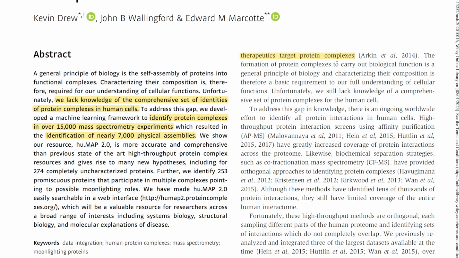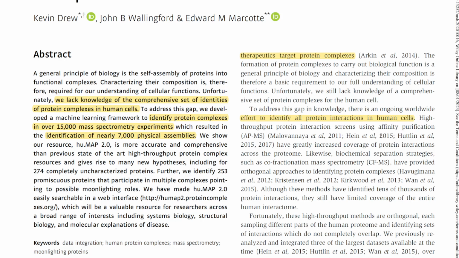The formation of protein complexes to carry out biological function is a general principle of biology, and characterizing their composition is therefore a basic requirement to our full understanding of cellular functions. Unfortunately, we still lack knowledge of a comprehensive set of protein complexes for the human cell. To address this gap in knowledge, there is an ongoing worldwide effort to identify all protein interactions in human cells. High-throughput protein interaction screens using affinity purification mass spectrometry have greatly increased coverage of protein interactions across the proteome.